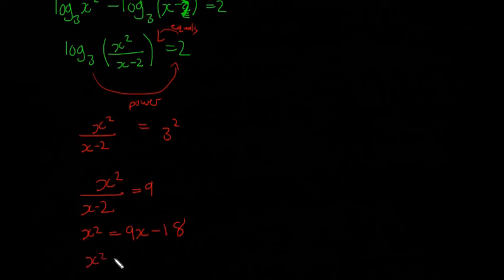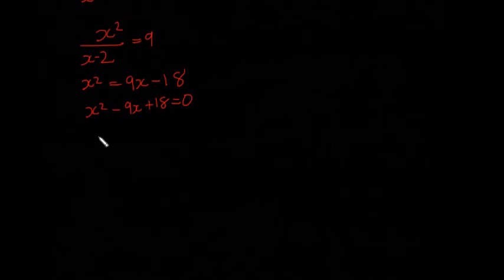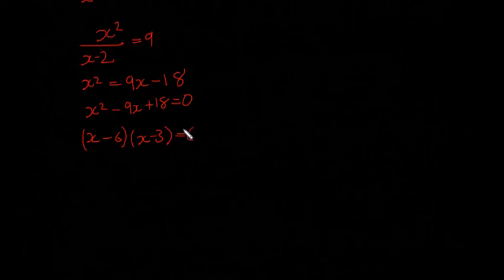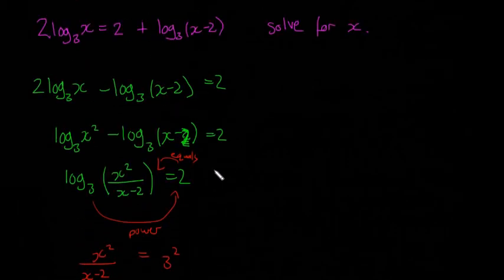So then x squared minus 9x plus 18 is equal to 0. And now we have a quadratic that we have to solve. So this quadratic, to solve it, it's going to be x minus 6 and x minus 3 is equal to 0. That means x is equal to 6 and x is equal to 3. Now you have to check both of these.